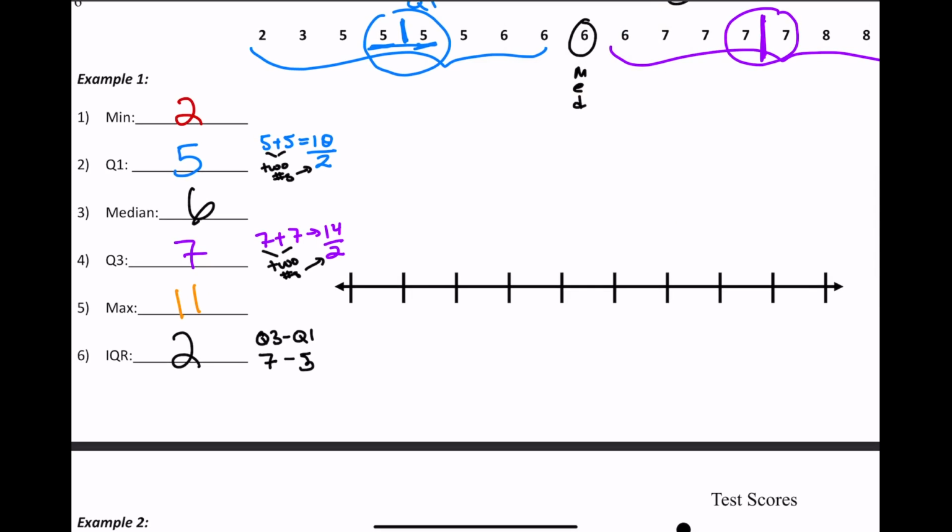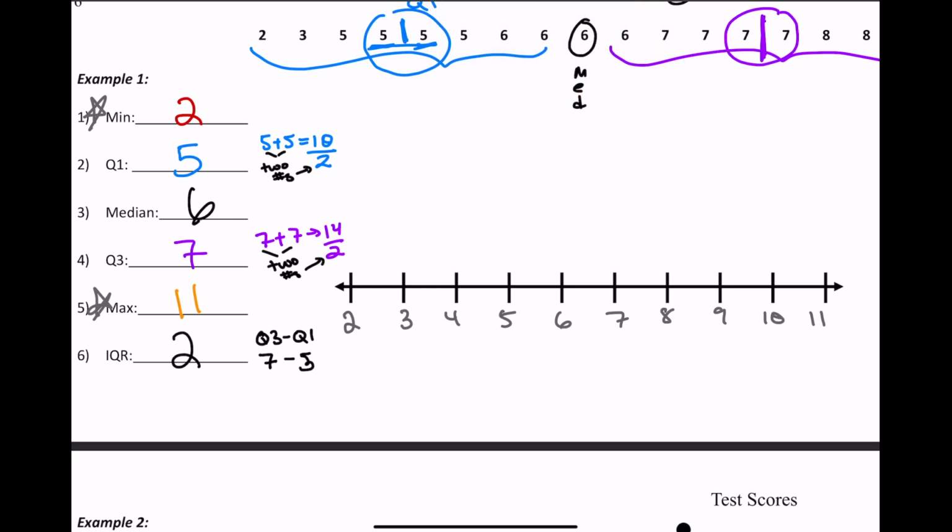Okay, so now what I'm going to do is I'm going to count out my number line that I have provided here. And I'm going to start with 2 because 2 is my minimum. So I got 2, 3, 4, 5, 6, 7, 8, 9, 10, and 11. And that 11's good because that was our max. So let's start filling this out to create our box plot.